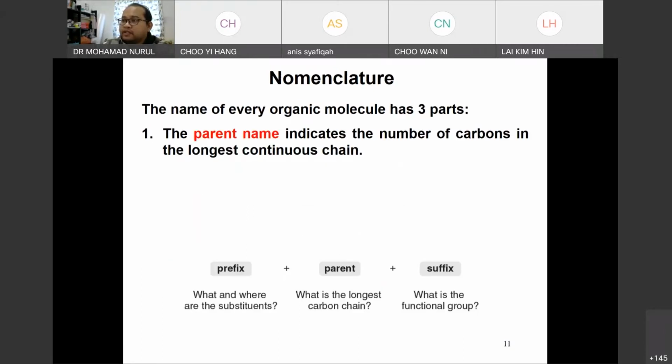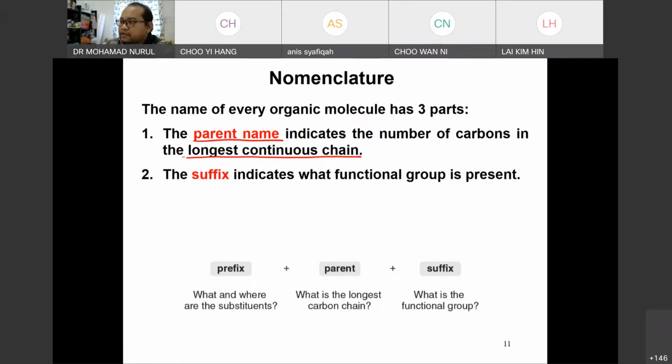So for the nomenclature, how you can name the compounds. They have 3 parts. The parent name indicates the number of carbons in the longest continuous chain. Parent name, the main name. So if you have 6, it becomes hexane. The parent is the most important thing.